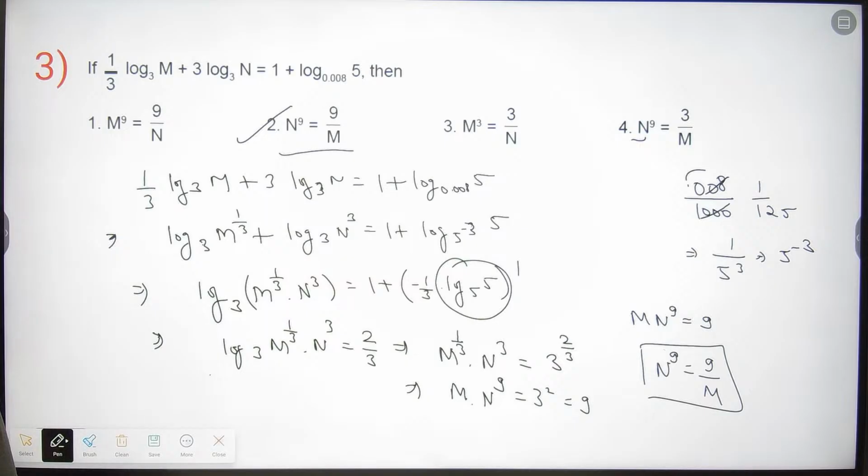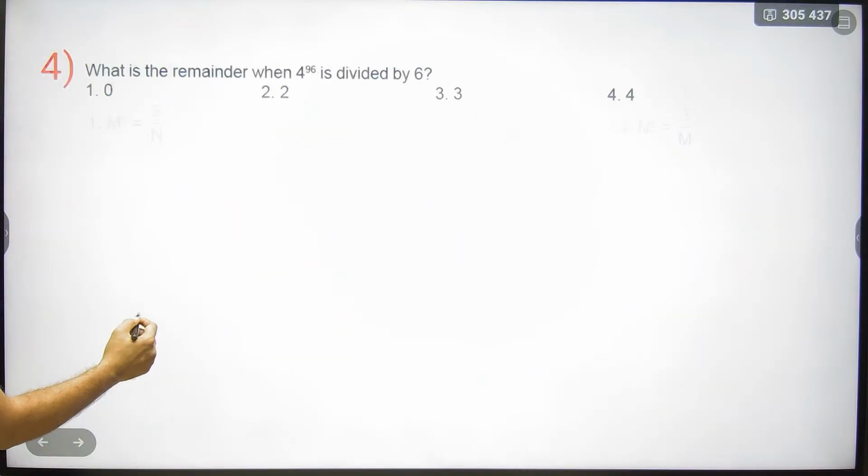Fine. So I again will say that this is an easy question from log. Let's move to the next question.